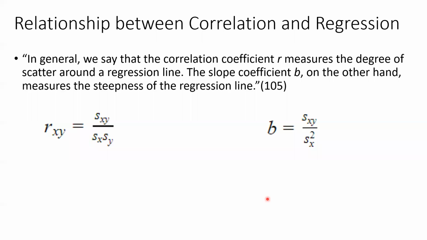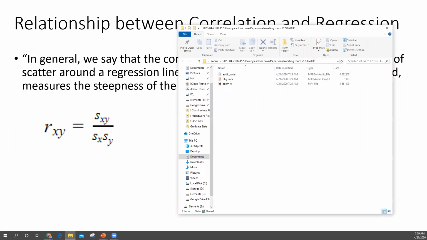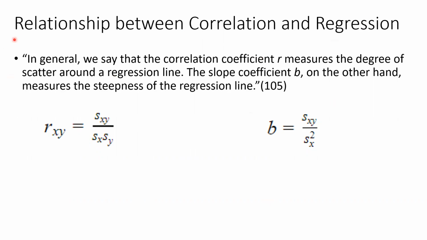Allison points out that in general, we say that the correlation coefficient R measures the degree of scatter around a regression. You know, how much scatter is there, how close it is to the line, and so on. The slope coefficient for regression, the slope coefficient B, measures the steepness of that regression line.